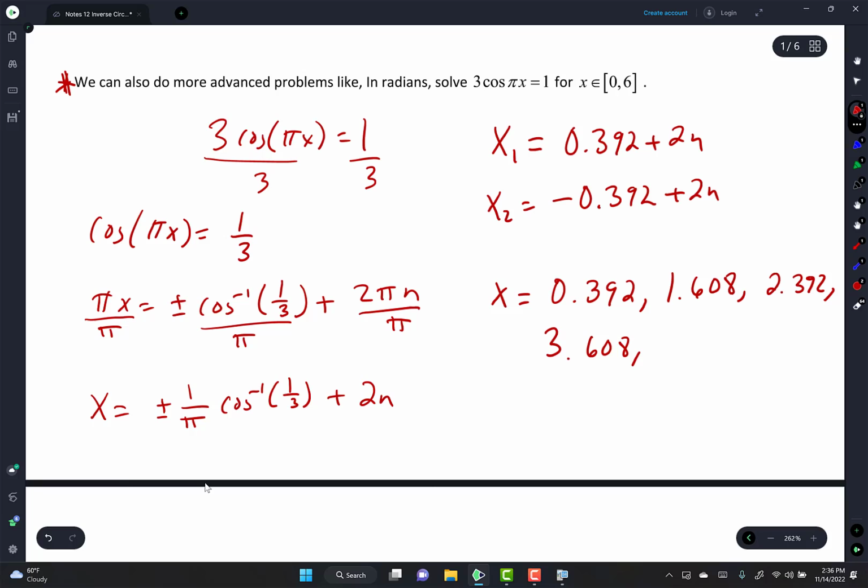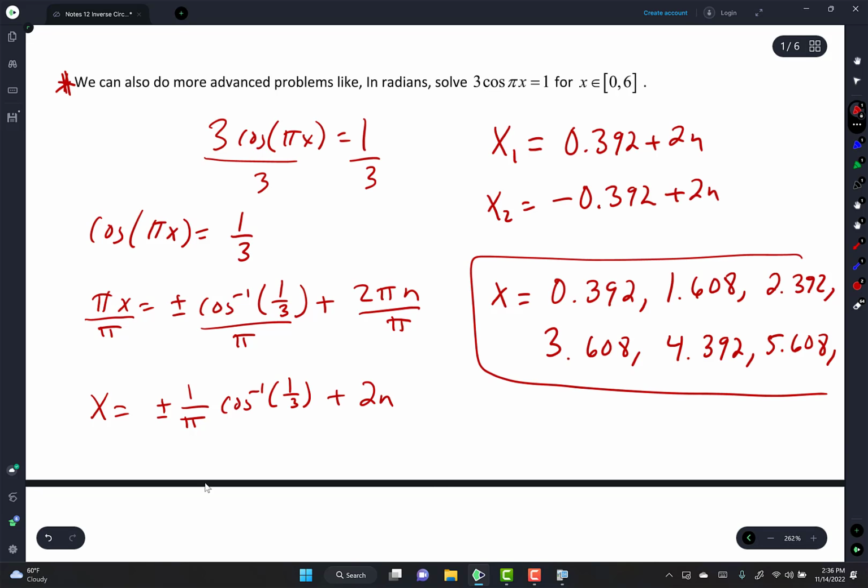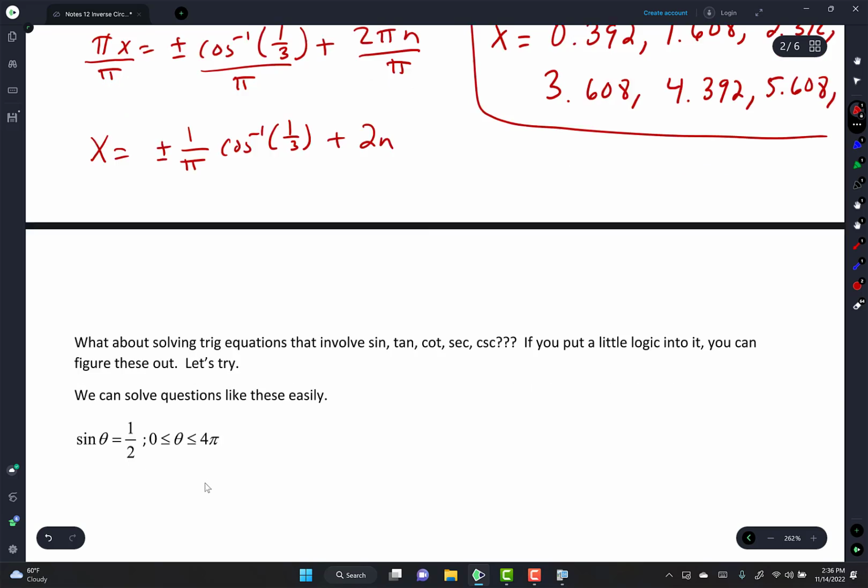If I add 2 to the 2.392, 4.392. If I add 2 to the 3.608, that is 5.608. And I believe that's it, because if you add 2 to the 4.392, you'll be above the 6. Does that make sense? Cool, right? And that's it, guys. Ya acabaste. That's Spanish for you finished.